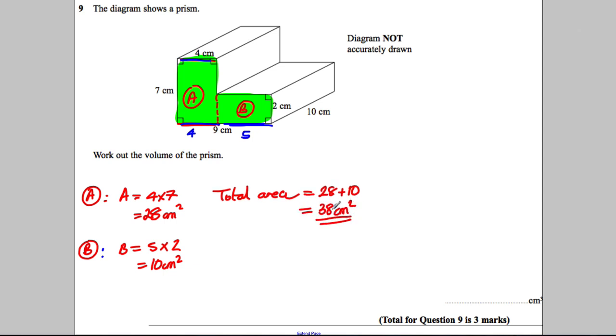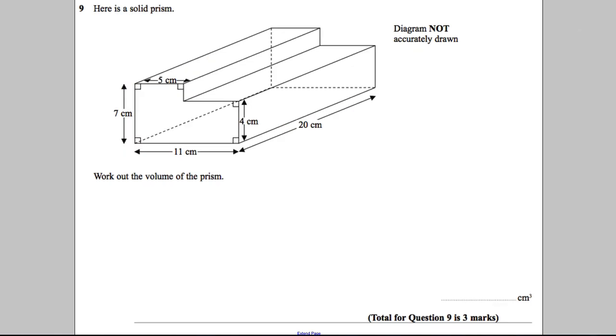And then to work out the volume, you'd multiply it by the depth back, which is 10. So the volume is going to be 38 multiplied by 10, which is clearly going to be 380 centimeters cubed. Okay, 380 centimeters cubed. And you're done. Next one, very similar, have a go at that.